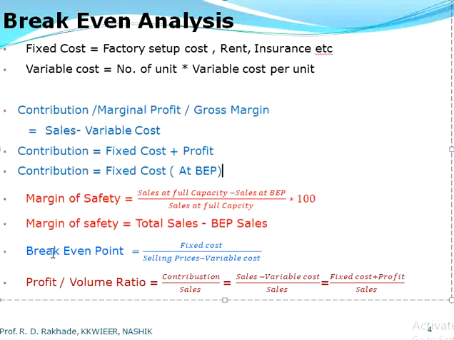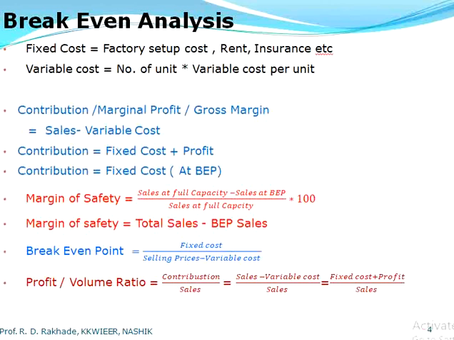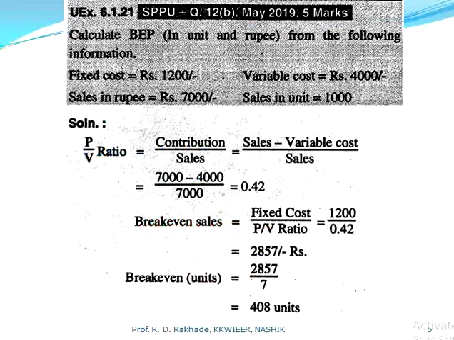Then how to calculate the break-even point? It is the ratio of fixed cost to the difference between sale price and variable cost. Next formula is the profit volume ratio. It is the ratio of contribution to sales, where contribution is equal to sale minus variable cost, or in terms of fixed cost and profit, fixed cost plus profit divided by sale. So these are some basic formulae used to solve break-even analysis problems.